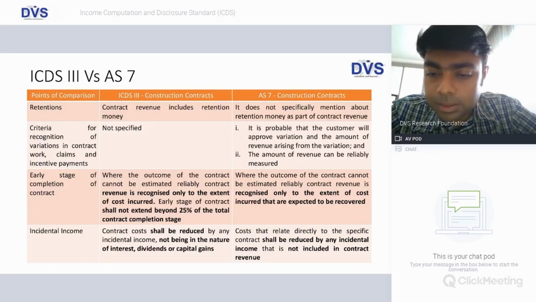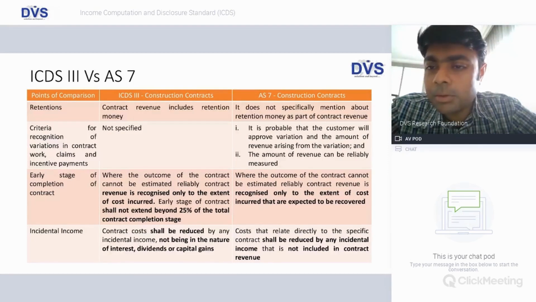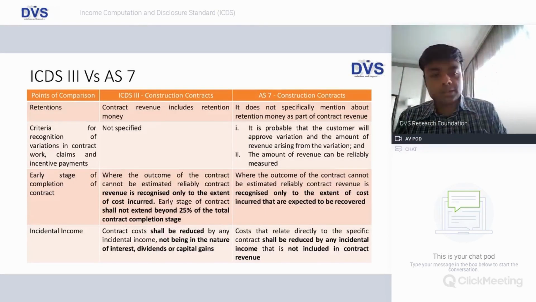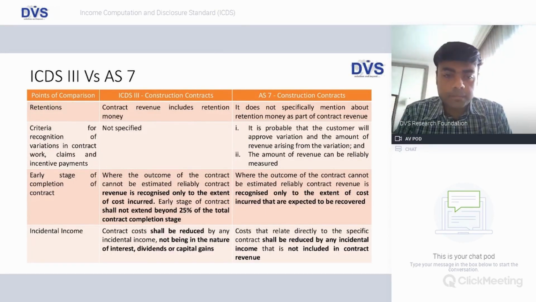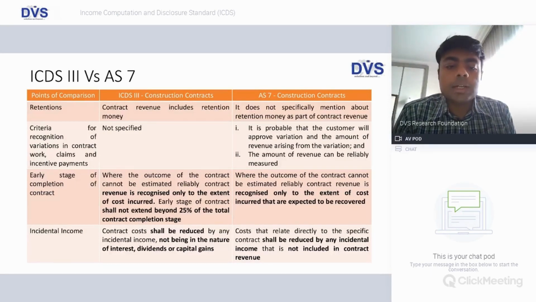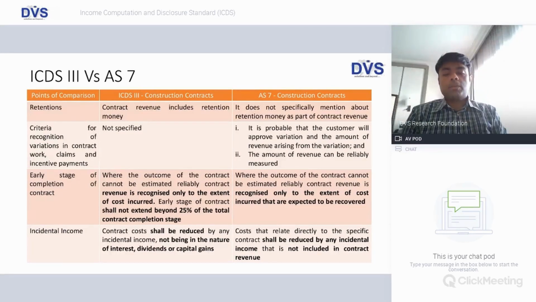For example, let's say you're a developer and you have built a model house. For some reason, you give the model house on rent. Whatever yield you get from that, you will reduce it from your contract costs. Similarly, costs that relate directly to the specific contract shall be reduced by any incidental income that is not included in the contract revenue.